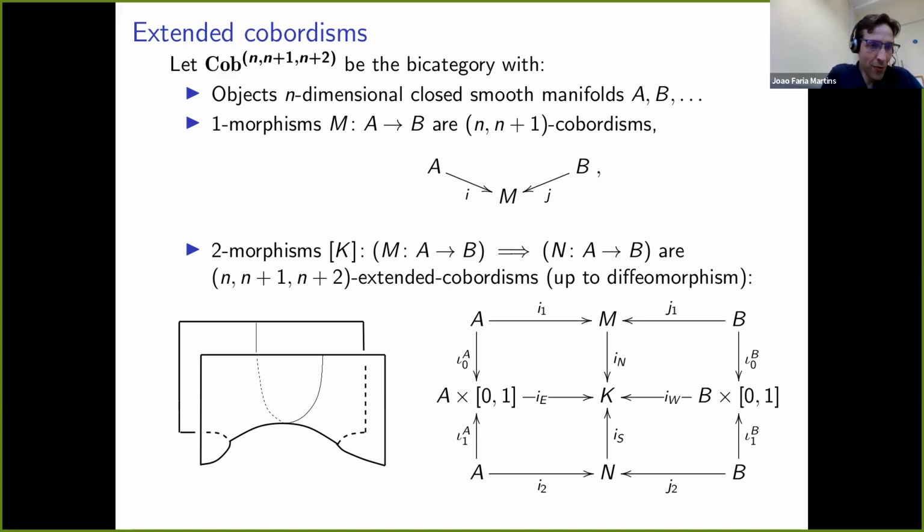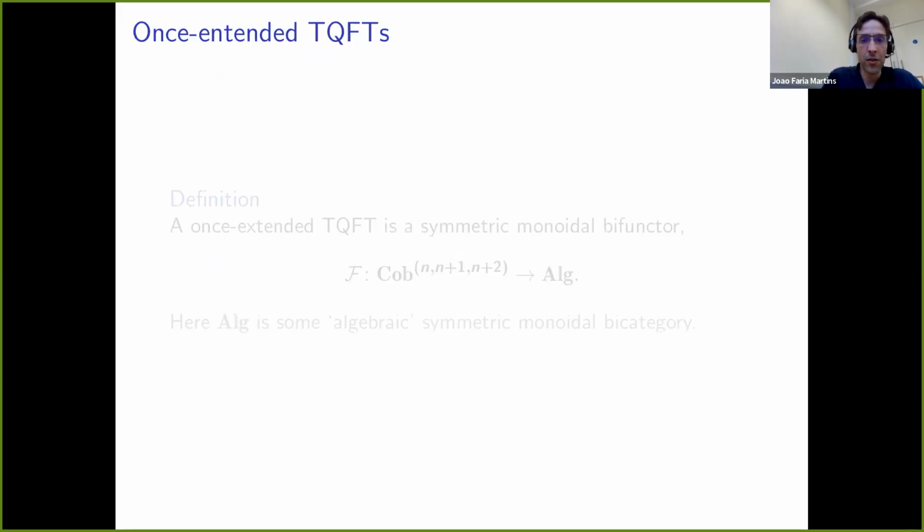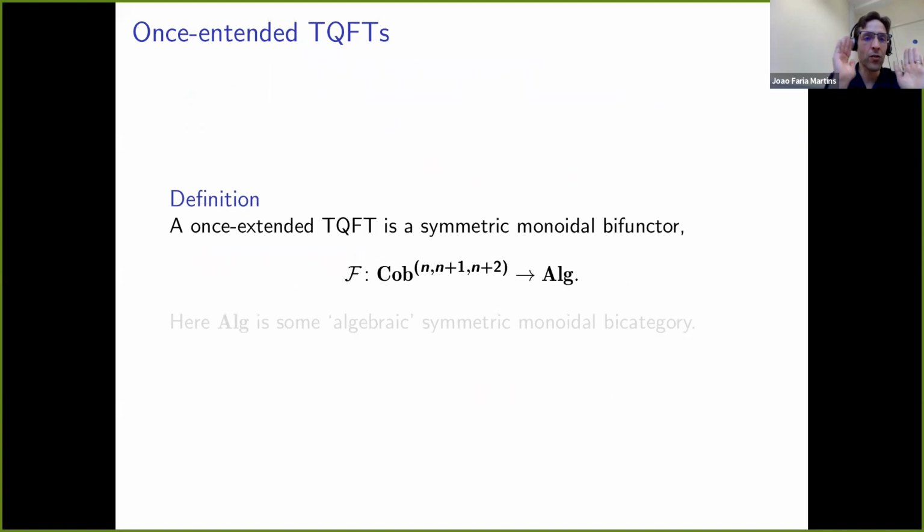And you need to give several details, especially about the smooth structure and lots of things. So this is nowhere near as simple as I'm making it, but as in other cases, people have looked at it in detail. So you do get a bicategory, actually a symmetric monoidal bicategory of manifolds, cobordisms, and extended cobordisms. And I'd like to look at once extended TQFTs and simply define a once extended TQFT as a symmetric monoidal bifunctor from the bicategory of n manifolds, n+1 cobordisms, and n+2 extended cobordisms to Alg.